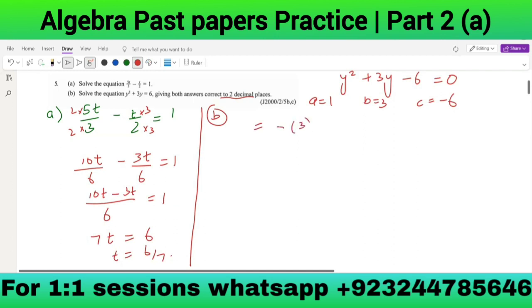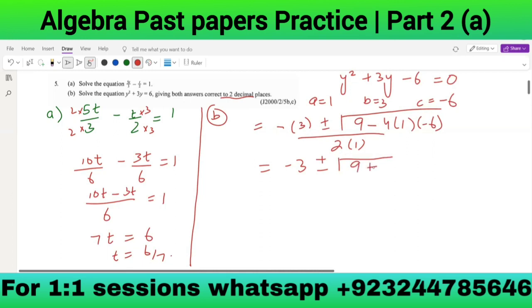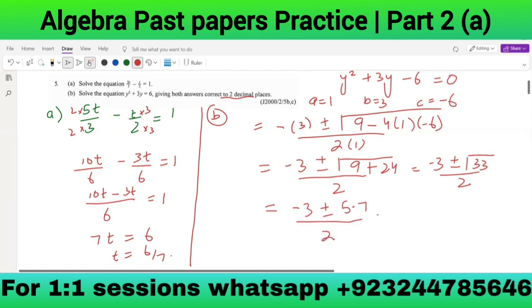So minus B plus minus square root of B square minus 4AC, divided by 2A. So minus 3 plus minus square root of 9 plus 24, by 2. Minus 3 plus minus square root of 33 divided by 2. So of course the answer is going to be in decimals. So square root of 33 is 5.7. Minus 3 plus minus 5.7 divided by 2, which is equal to minus 3 plus 5.7 divided by 2, which will give you 1.35. If you solve it with minus, minus 3 minus 5.7 divided by 2, you get minus 4.35.